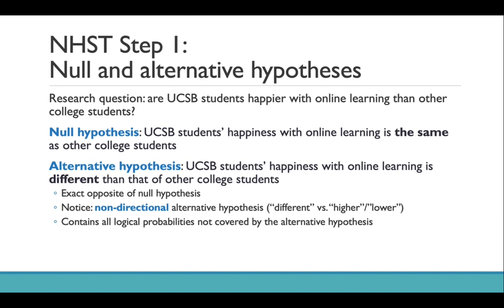Notice also that the alternative hypothesis contains all logical possibilities not covered by the null hypothesis. And sorry, I forgot to change that bit on the slide. And critically, because the alternative hypothesis contains all logical possibilities not covered by the null hypothesis, either the null hypothesis or the alternative hypothesis must be true. There's no way that we could end up in a situation where both are true or where neither are true. And that's important.